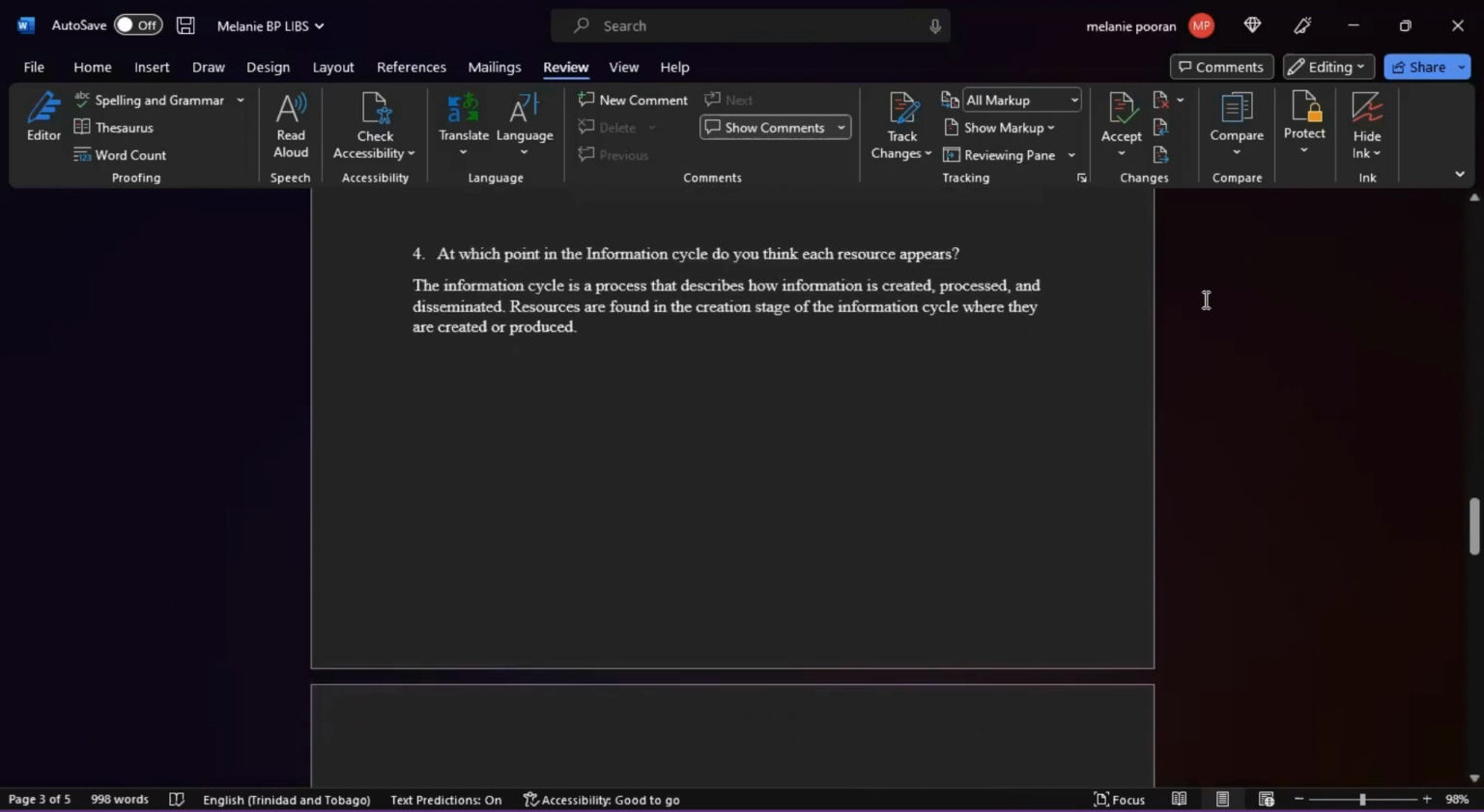And at what point of the information cycle do you think each resource appears? The information cycle is a process that describes how information is created, processed, and disseminated. Resources are found in the creation stage of the information cycle, where they are created or produced. And in my personal opinion, all these resources would have been in the creation stage.